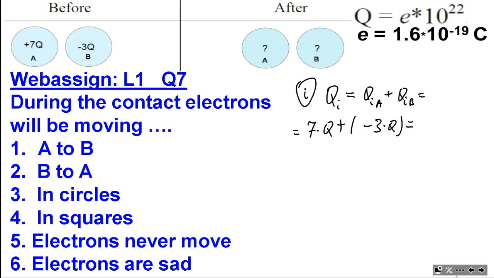Now we have to do some mathematics. 7 minus 3, 4. And if you want to ask me, how much is it in coulombs? Well, I know the coefficient. Q represents 1.6 times 10 to the negative 19th times 10 to the 22nd coulombs. That's it.